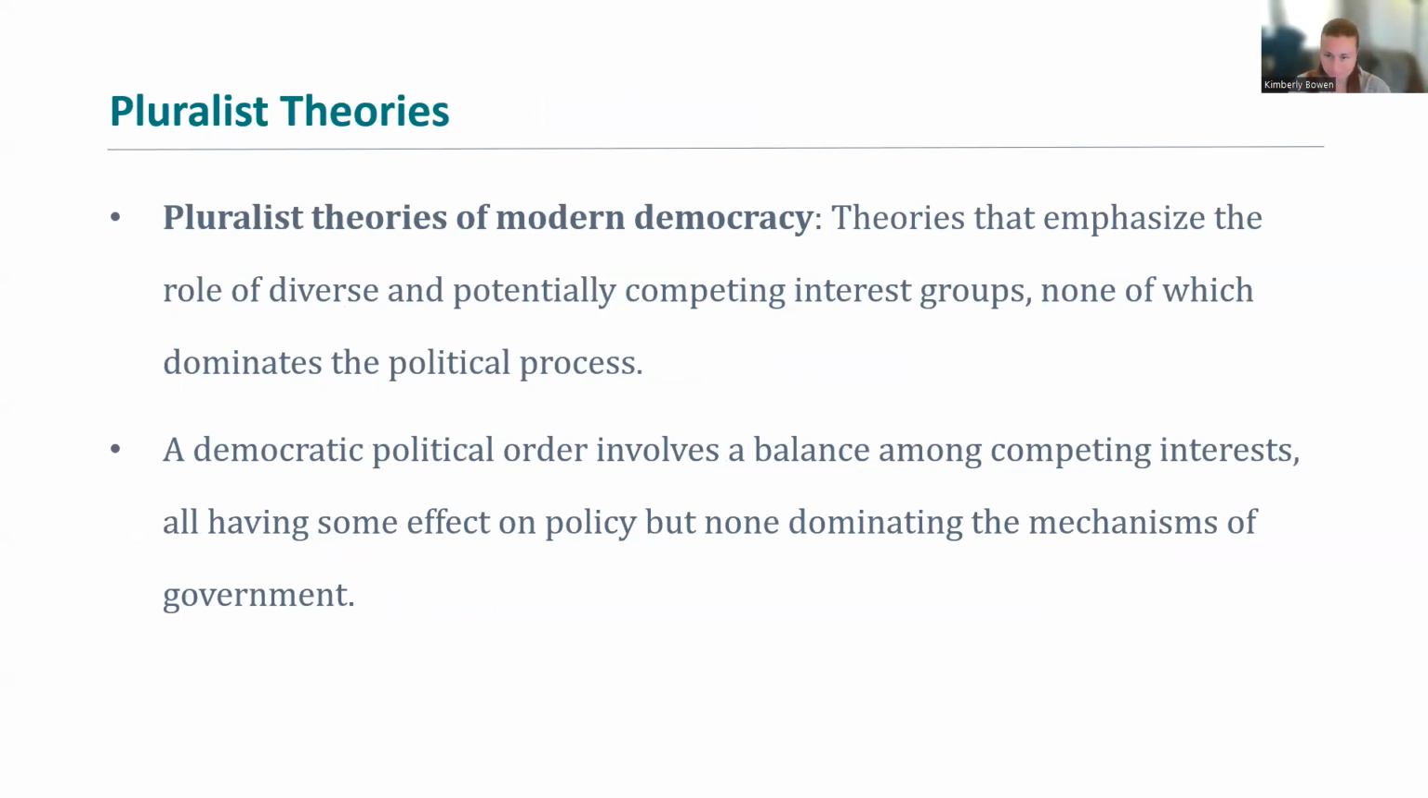All right. Pluralist theories of modern democracy. These theories emphasize the role of diverse and potentially competing interest groups, none of which dominates the political process. A democratic political order involves a balance among competing interests, all having some effect on policy, but none dominating the mechanisms of government. So this is not what we see in the United States.